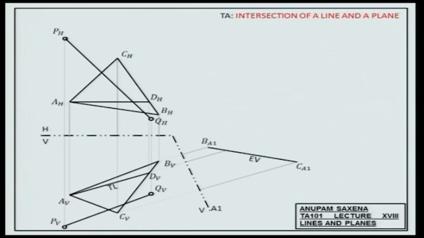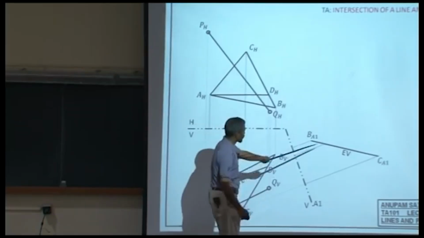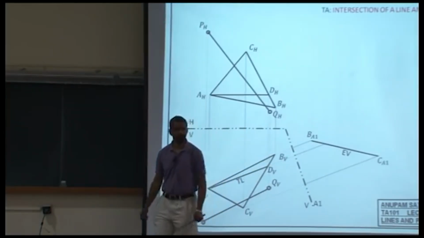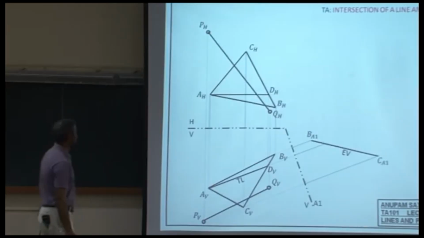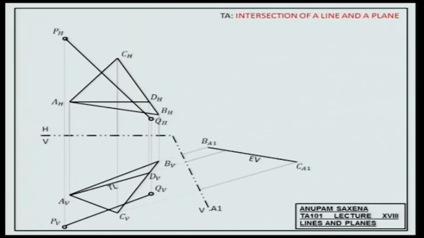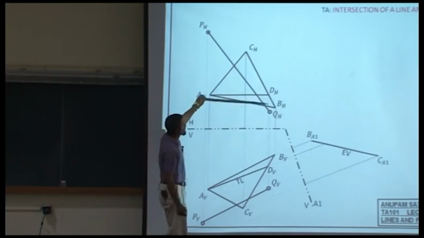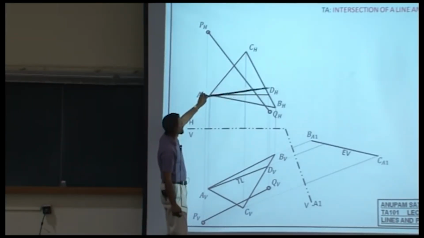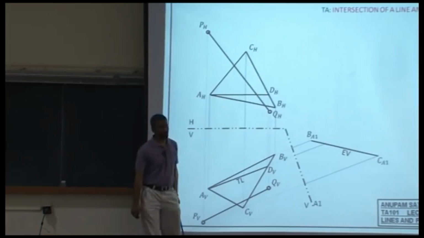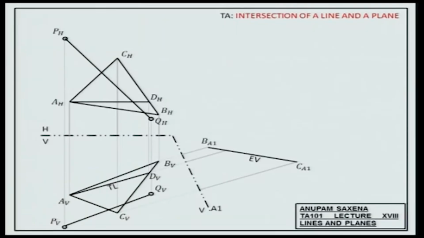Okay, CA1, BA1, what would be here? AA1 and DA1. All right. So both these points, they will be at the same point in the edge view. Why? Because these distances, they are the same. So this line is parallel to the hinge line. Okay. All right. Now do the same thing with the line segment PQ.